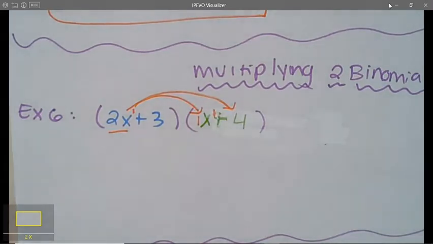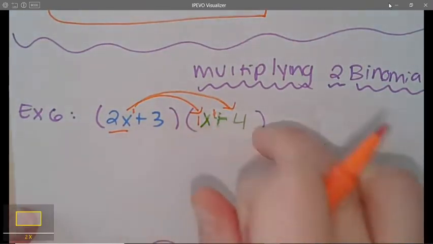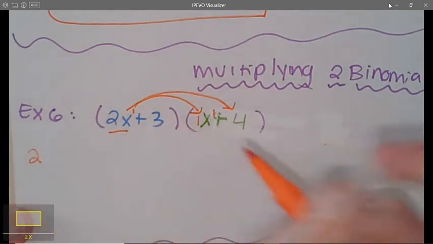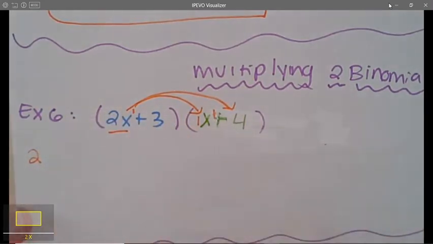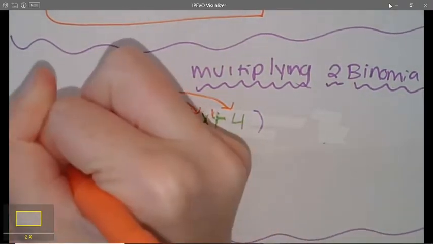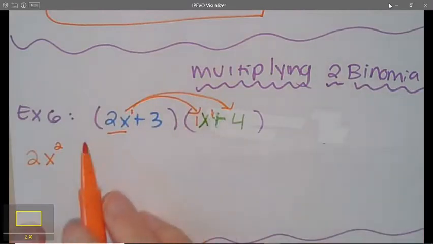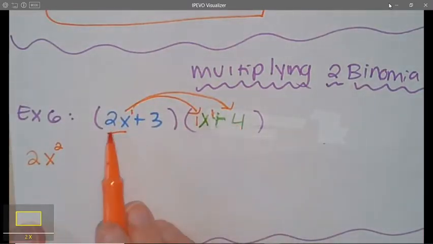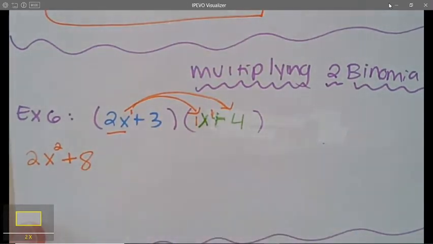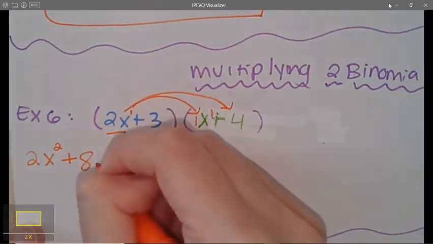But anyway, I'm going to multiply 2x to both of these terms, okay? So 2 times 1 gives me 2, and then x times x, well, when I multiply variables with exponents, you add the exponents. So 1 plus 1 gives me 2, so this will be a 2x squared. All right, then 2x times 4, well, 2 times 4 is 8, and it's a positive 8, so I'm going to put plus 8. And then I don't have anything to multiply the x to, so I'm just going to bring on down my x.